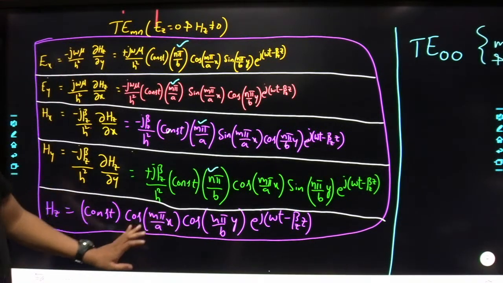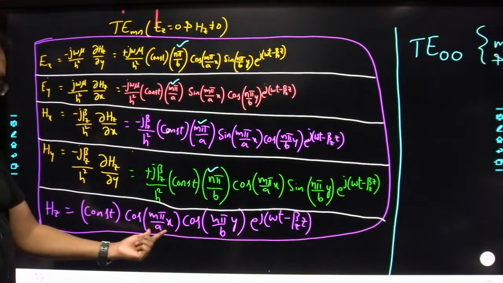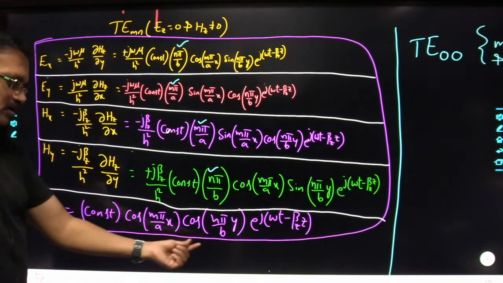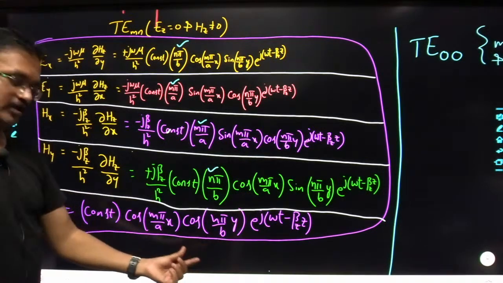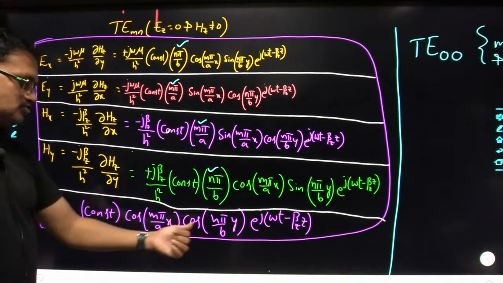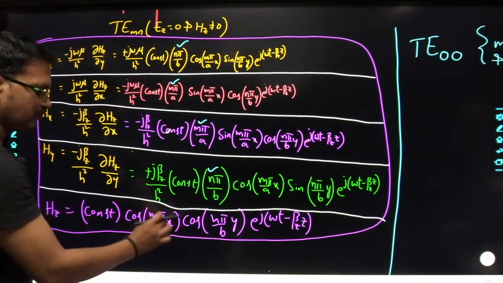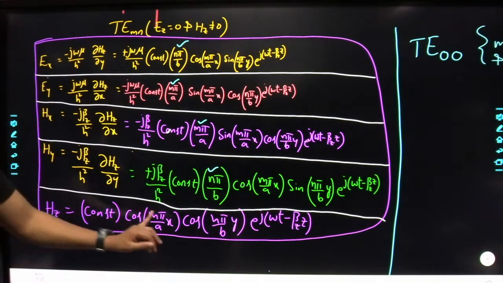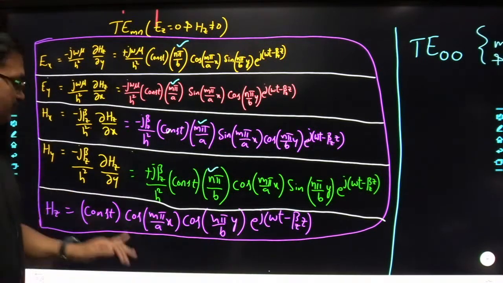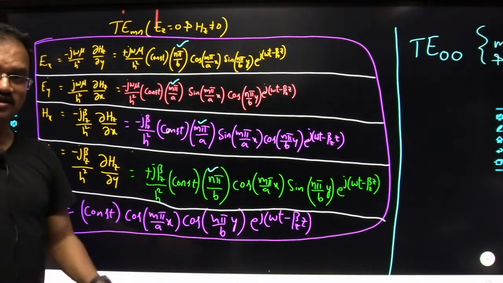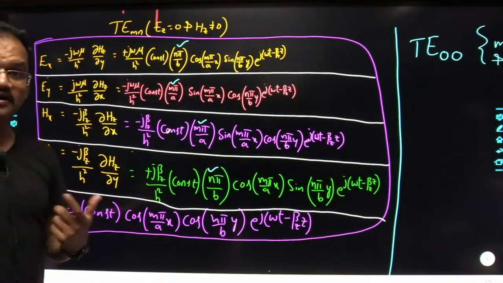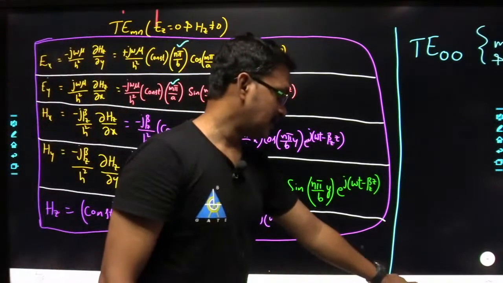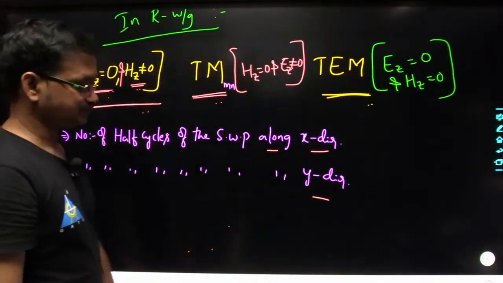to have this function of x and you are not going to have this function of y, because if you put m equal to 0 and n equal to 0, this will become 1 and this will become 1. And if you observe, Hz will become independent of what? X and y. So if Hz becomes independent of x and y, and here we are differentiating.